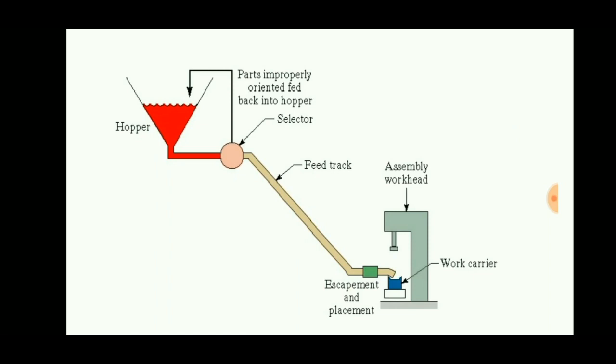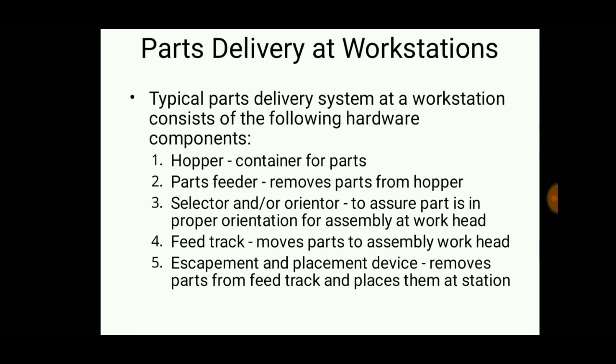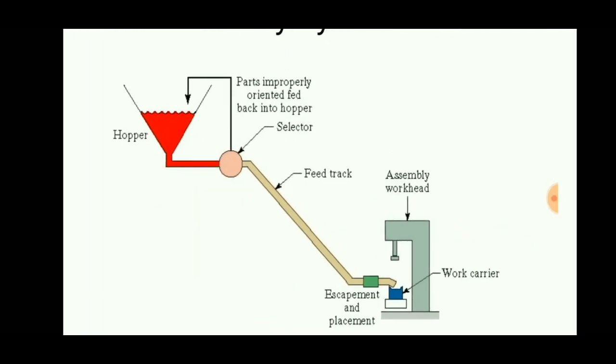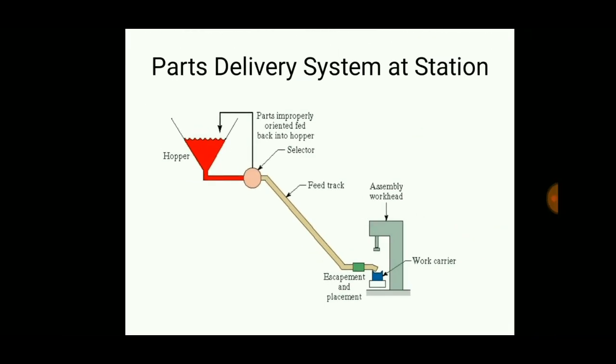So what are the features of the parts? Hopper is used to collect the parts from the containers or the assembly stations, and the part feeder removes the parts from the hopper. If your parts are placed in the hopper, they will get stuck inside it. So the part feeder plays an important role to take the parts from the hopper and then move them into a selector.